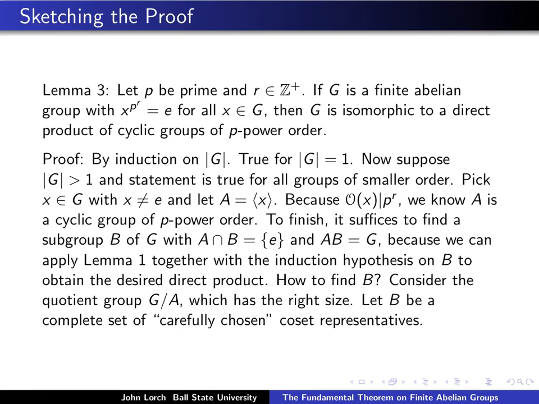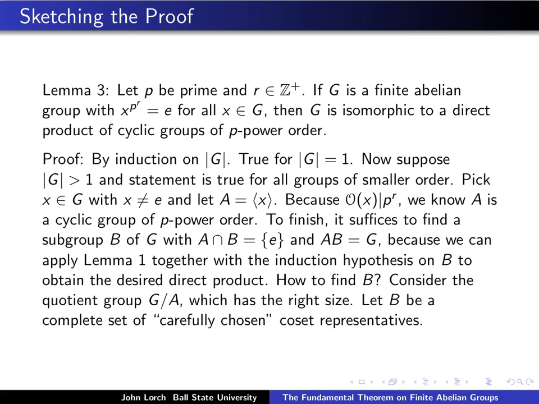So to finish the proof of the fundamental theorem on finite abelian groups, we need a lemma like lemma 3 here. It says that if P is prime and R is a positive integer, and we have a finite abelian group capital G, where x to the P to the R is the identity for all x in G, then G is isomorphic to a direct product of cyclic groups of P power order.